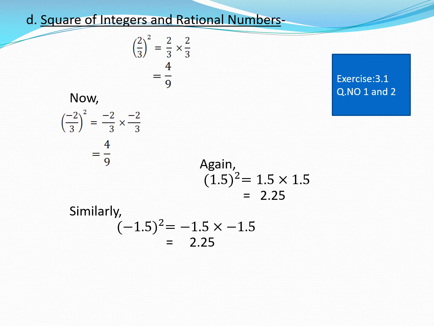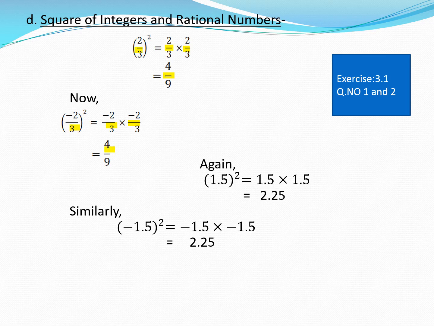This is the last subtopic of square numbers, that is square of integers and rational numbers. Here we will see (2 by 3) whole square is equal to 2 by 3 into 2 by 3. 2 into 2 we will get 4, 3 into 3 we will get 9, so the answer is 4 by 9. Same number with negative sign, (minus 2 by 3) whole square equal to minus 2 by 3 into minus 2 by 3, we get plus 4 by 9. As we have already studied, minus into minus is plus.